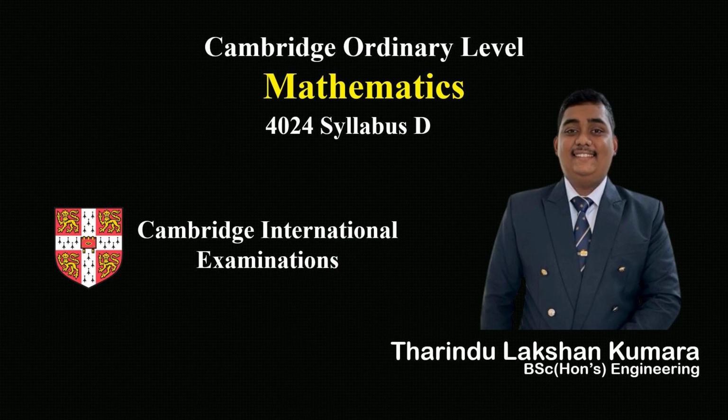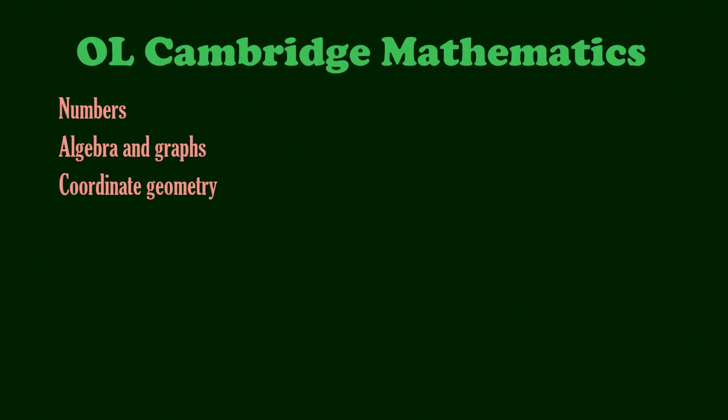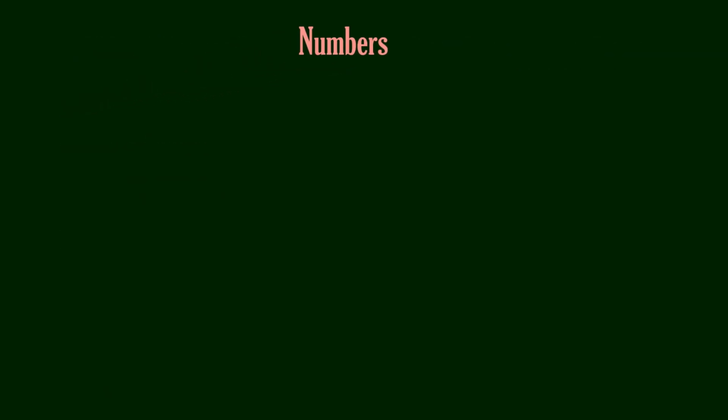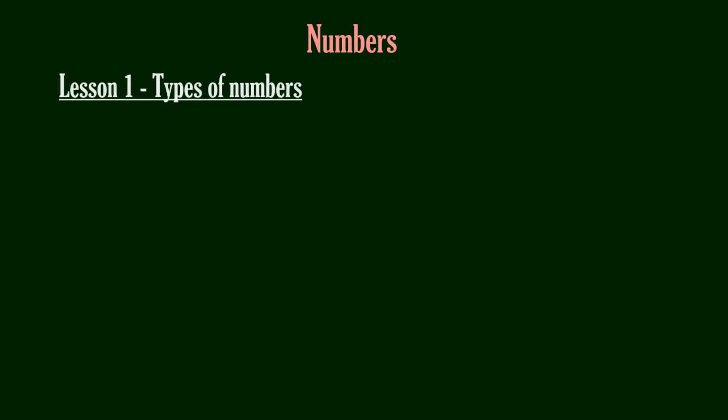Cambridge O-Level Mathematics consists of 8 main lessons. First one, numbers, algebra and graphs, coordinate geometry, mensuration, trigonometry, probability, and statistics. Let's consider the first lesson, numbers. When you consider numbers, first we are going to learn about types of numbers.